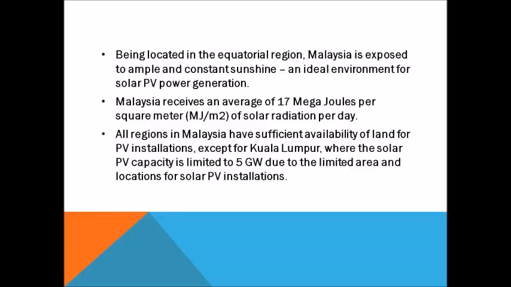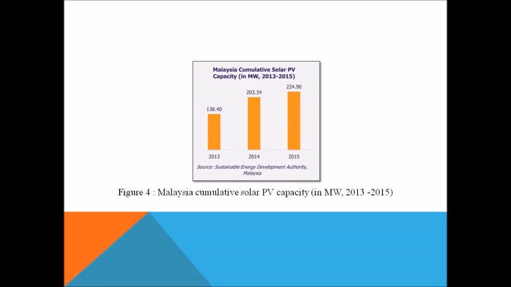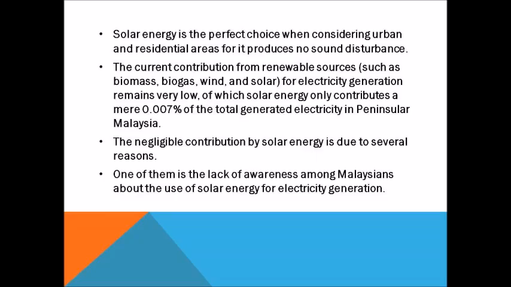All regions in Malaysia have sufficient availability of land for photovoltaic installations, except for Kuala Lumpur, where the solar photovoltaic capacity is limited to 5 gigawatt due to the limited area and locations for solar photovoltaic installations. As we can see, the graph shows Malaysia's cumulative solar photovoltaic capacity in megawatts from the year 2013 to 2015.